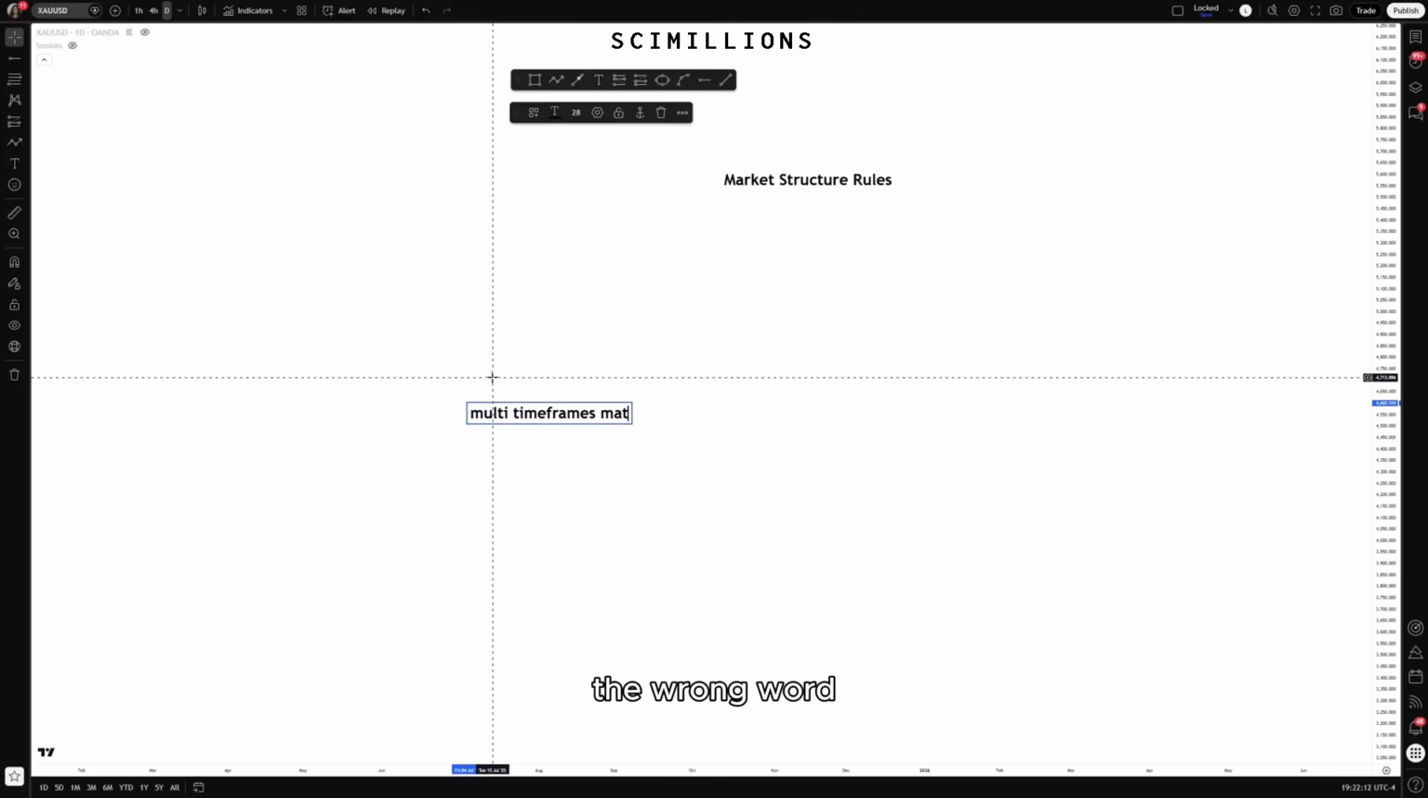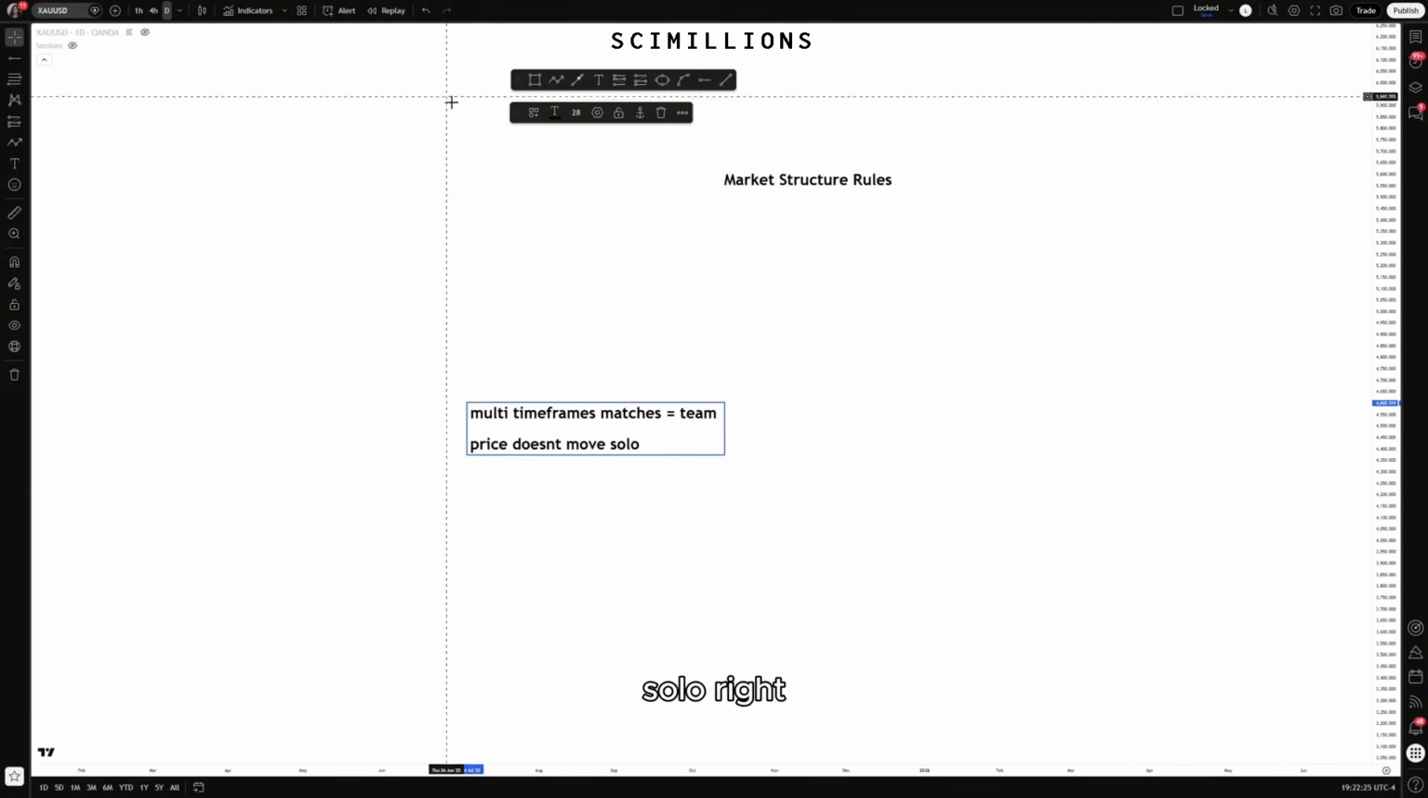Sorry, I'm spelling the wrong word. Multiple time frame matches equals team. Price doesn't move solo, right? Price will not move solo.